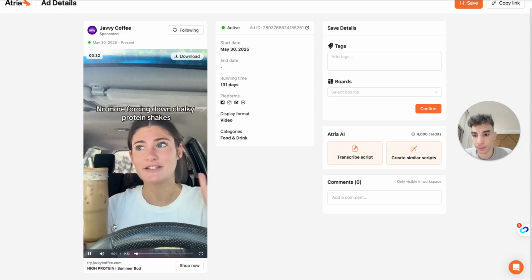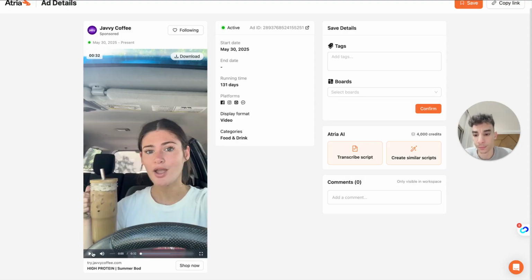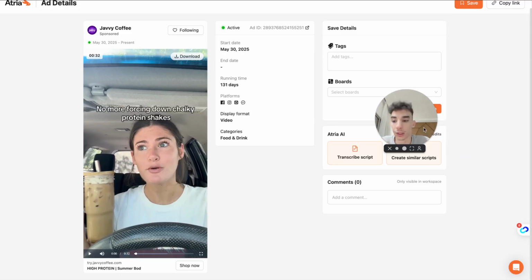No more forcing down disgusting chalky protein shakes because now they have. So here is a good hook: "No more forcing down chalky protein shake." As we're talking about protein as a given example, it's a hook that's going to be relatable to a lot of people having this issue with protein. Here, she's not selling anything. She's not talking about something specifically to sell a product, she's showing a product, just talking about an issue. No more forcing down chalky protein shake.